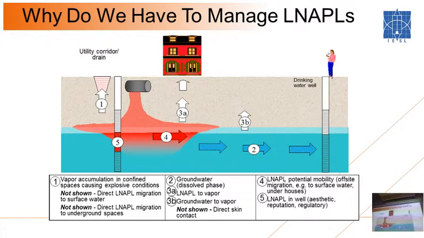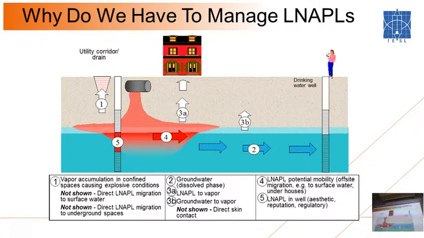So why do we have to manage the LNAPL? Why do we have to treat, manage or remediate it? Basically, LNAPL can give us several different health concerns or health problems, and it can also act as a continuous source. The attenuation of the LNAPL is very slow. Because of that, NAPL can persist for a long period below the ground while acting as a chemical source.